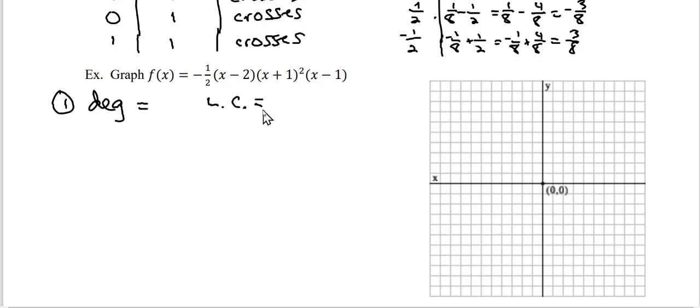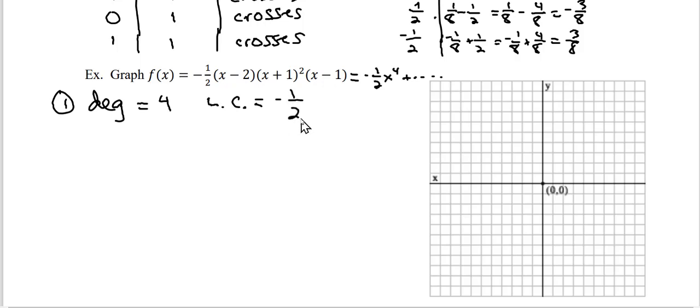So first, the degree of this is 4. You may be wondering why. The degree comes when it's all multiplied out, not when it's in factored form. If I multiplied all of this out, I have an x minus 2. I'm going to multiply that by an x plus 1, another x plus 1, and an x minus 1. All of those are going to multiply out to give me an x to the 4th. I'm also going to have that negative 1/2 in front there, and then some other stuff of lower degree. When I distribute everything out, there will be smaller degree terms.